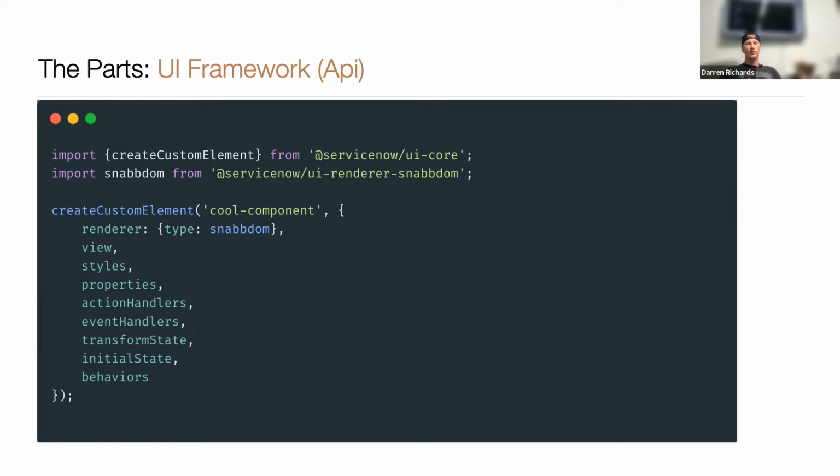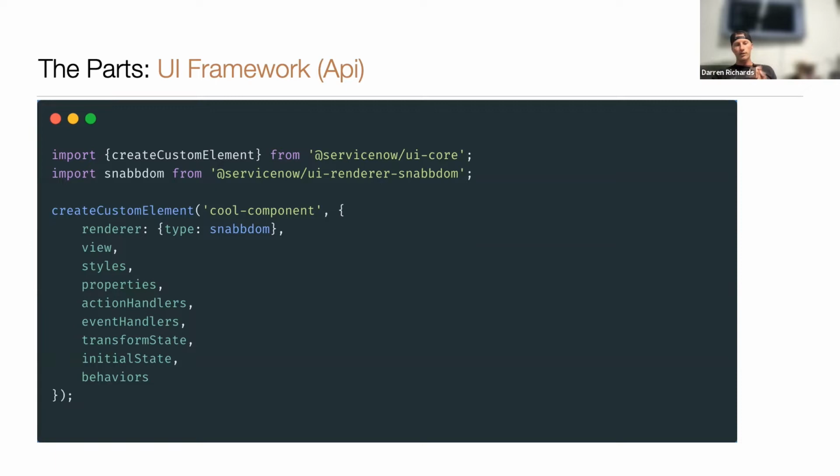SnapDOM is going to be imported as the default renderer. You just plug that into the create custom element options. And then you're going to see here we have things like styles, which is just your styles for your component. That's going to ultimately get encapsulated when you ship your component. The properties, these are your property definitions. So this is your API to the world. This is how you define getting data into your web component.